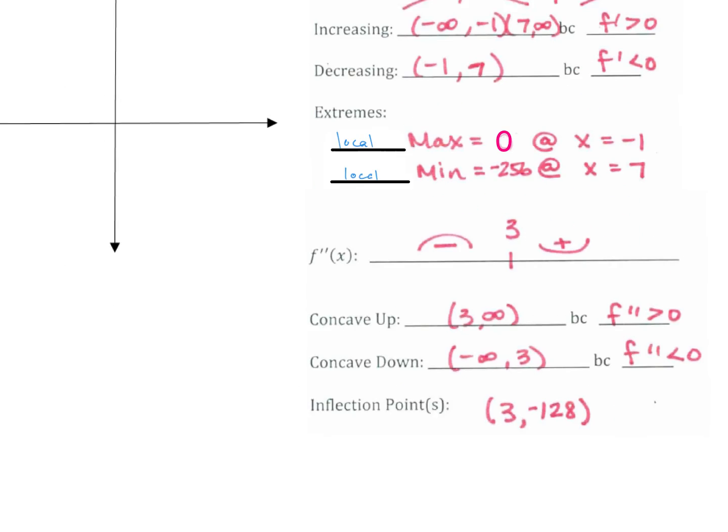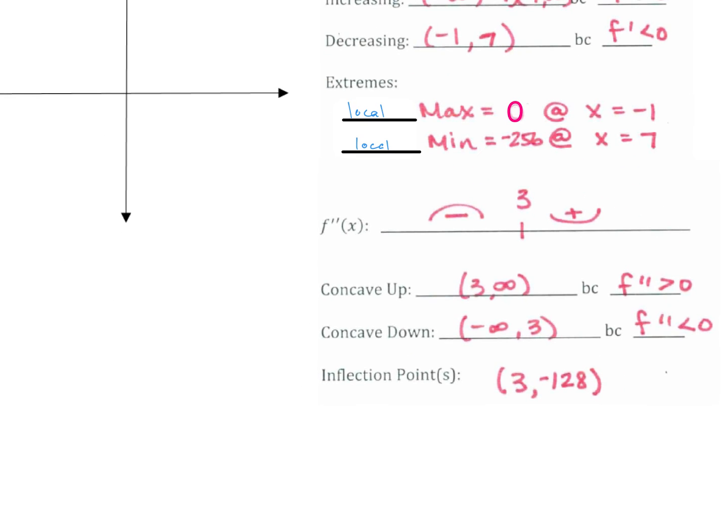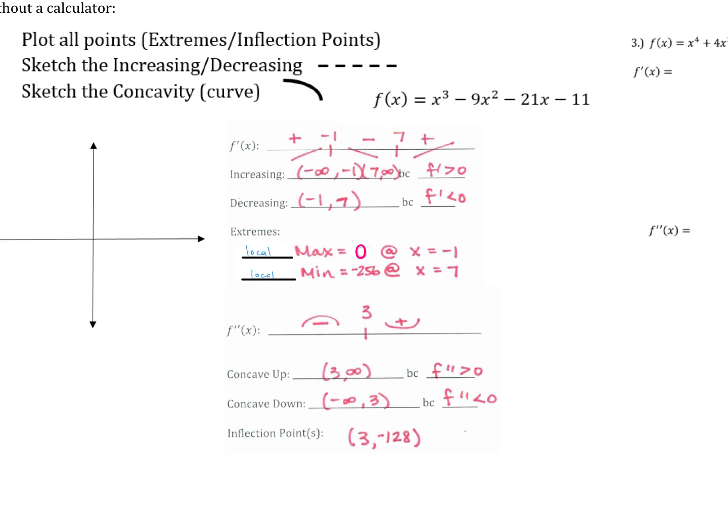All right, second derivative. We solved for 3. Anything less than 3 would give you a negative concavity. Anything greater than 3 would give you a positive concavity. That inflection point, to figure out that specific y value, we already know the x value is 3. To figure out that specific y value, we would plug 3 into this function right here, and we get negative 128.